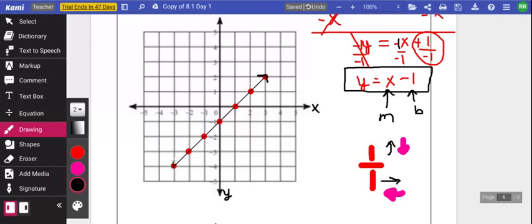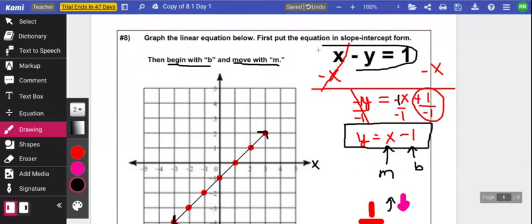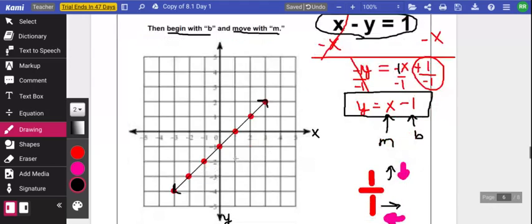I'm not going to be a stickler about that because I know you have to go back and draw them on there. But they really need arrows on the end of the line so that it's a line, which never ends in either direction. And so that's taking this equation right here, putting it in slope-intercept form. We identified M and B. We began with B, we moved with M.